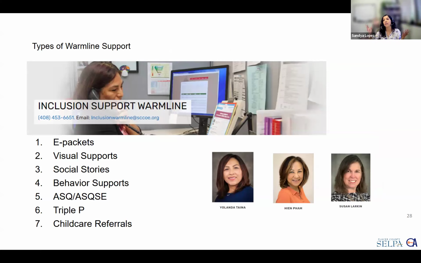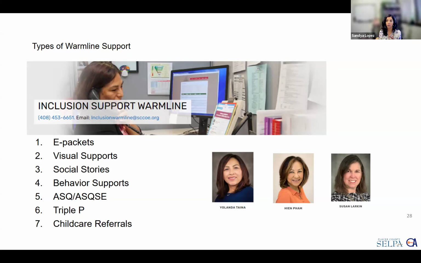E-packets of information. For example, if a parent calls and says, okay, my child has autism and I'm having a hard time finding a summer camp program for them, or my child is having a difficult time, there's some speech concerns I'm seeing for my child, what can I do to help initiate that or help bring that out? And so the e-packet of information is literally that. It's just a packet of information with linked resources, and it's very individualized and tailored to the need of the caller. We also provide visual supports.